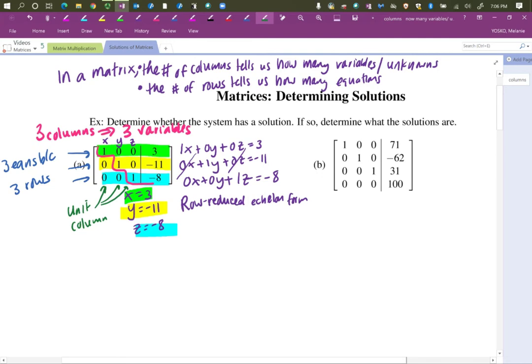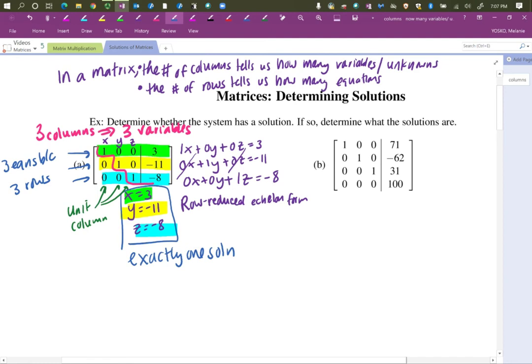So you can easily read off the answers, right? 1x equals 3. 1y equals negative 11. 1z is negative 8. So we see that we have 3 variables, and every single one of them is explicitly accounted for. So this has exactly one solution.